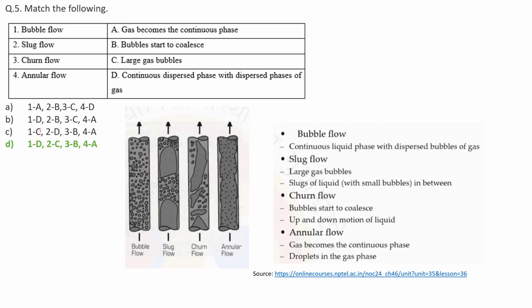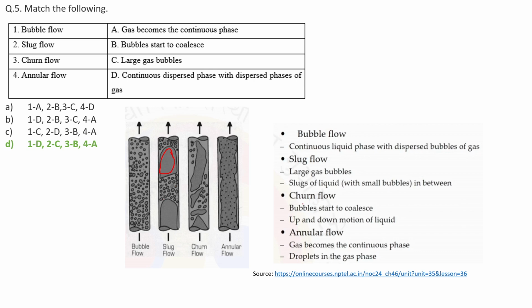As asked in the question, there are four types of flow: bubble flow, slug flow, churn flow and annular flow. Bubble flow has a continuous liquid phase with dispersed bubbles of gas. So the first one is bubble flow, where you can see there is a continuous liquid and inside there are dispersed bubbles of gas. Second is slug flow, which has large gas bubbles. You can see these large gas bubbles and the slugs of liquid with small bubbles in between. So a bubble flow with big gaps of gas bubbles makes a slug flow.